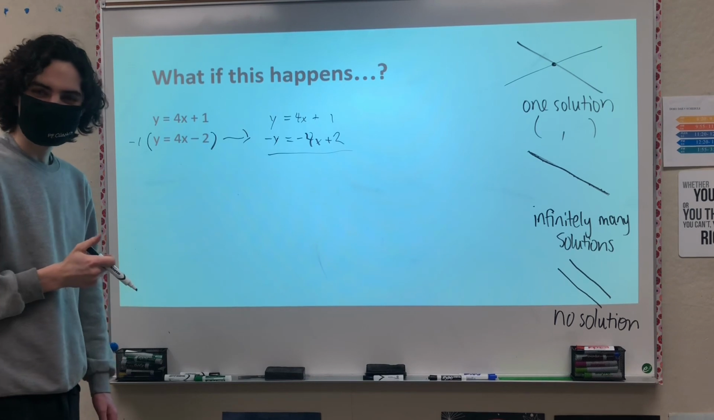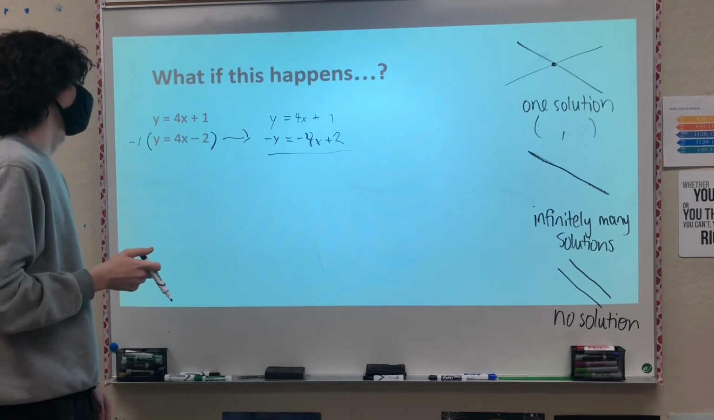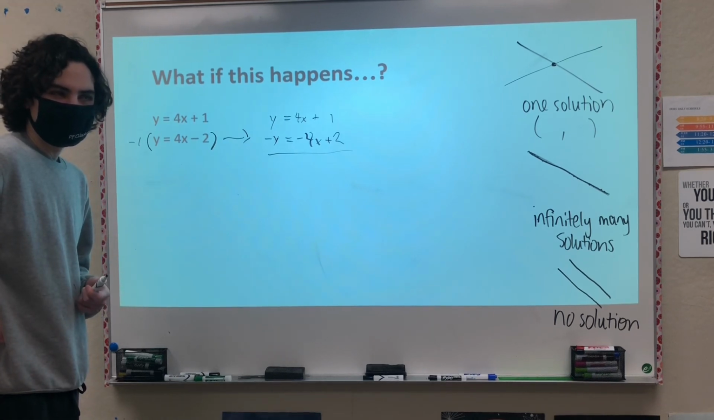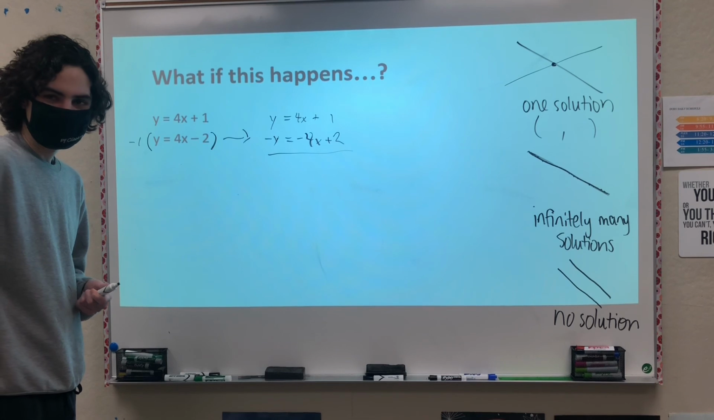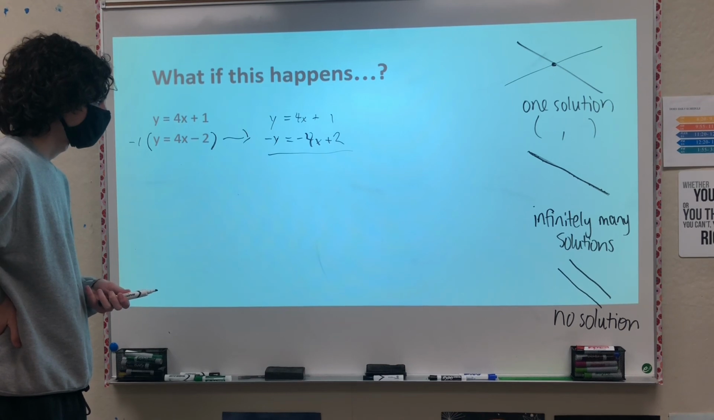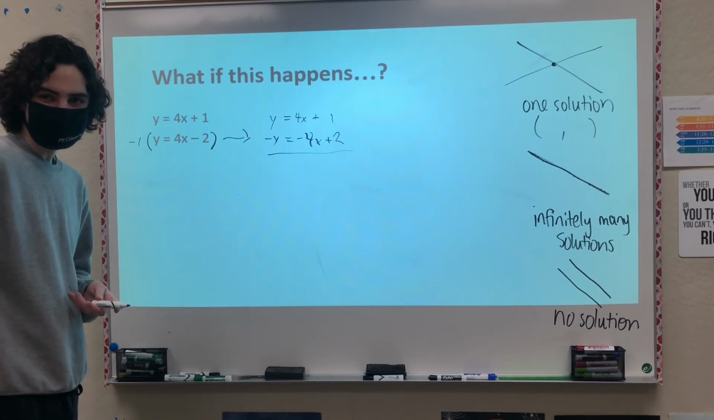Negative y, is that Y minus Y? Will it be negative y? Or will it be nothing? Nothing. You can always think of it, instead of Y minus Y, as 1Y minus 1Y, which gives you nothing. Does that work? Mm-hmm.